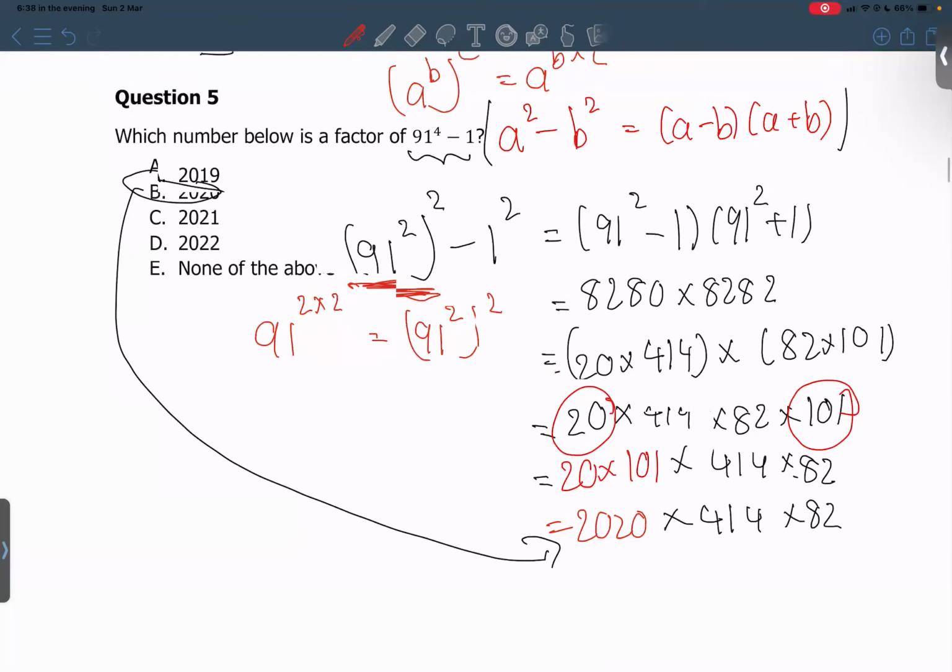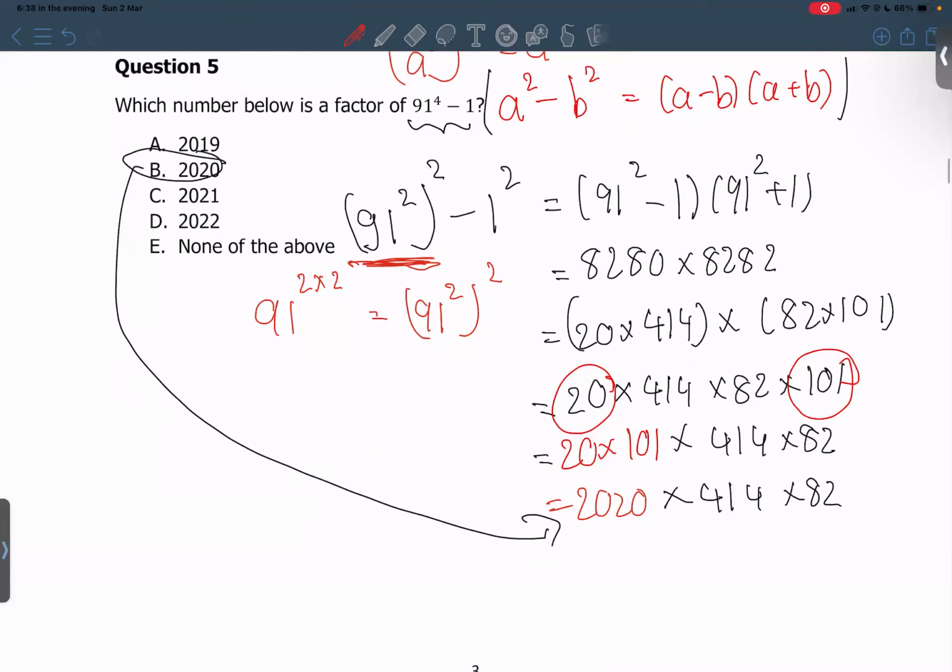For this, we expand both of them. For 80, 82 and 80, 82, we find a factor of it. You'll get 20 times 414, and for 82, you'll get 82 times 101. After that, you can remove the bracket, and you can see that there's 20 and 101. From the above, we know that 20 times 101 equals 2020. So you can multiply them both together, and you'll get one factor of it is 2020.